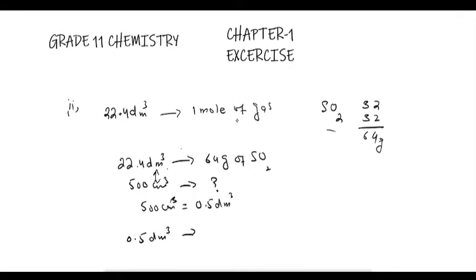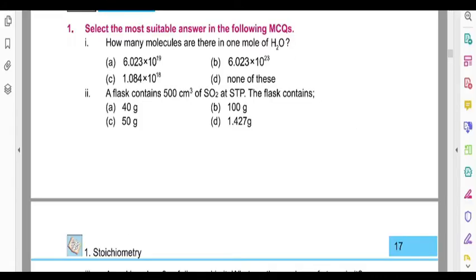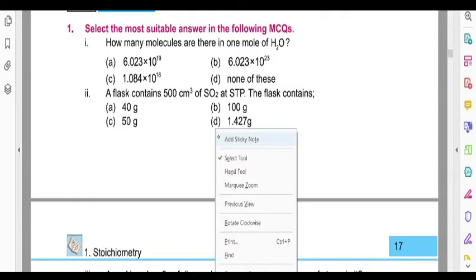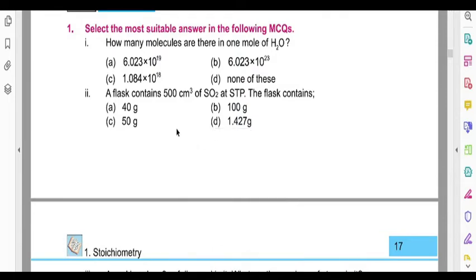will be occupied by 64 into 0.5 divided by 22.4, and this is equal to 1.428 grams. Let's see the answers. So we have 4 answers: 40 grams, 100 grams, 50 grams, and 1.427 grams. This looks the closest, so this would be the answer. That is option D is the correct option.